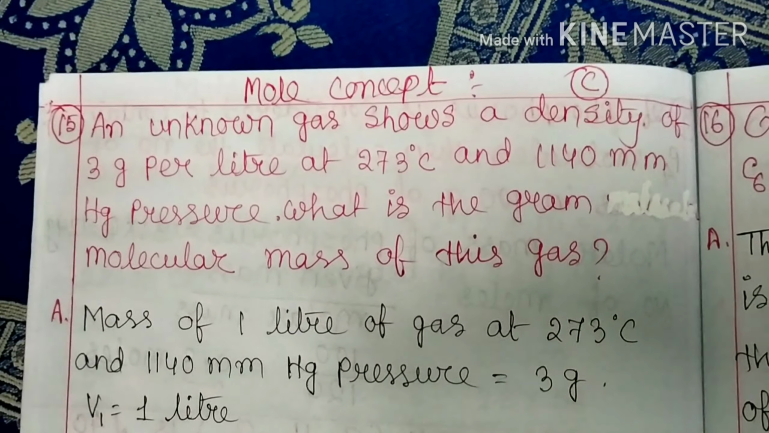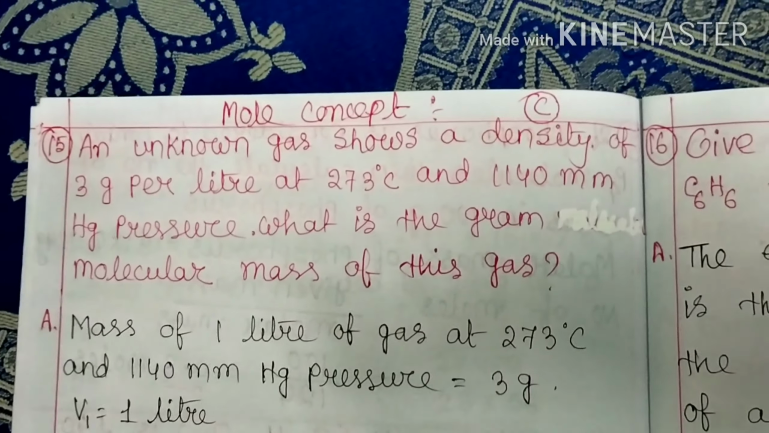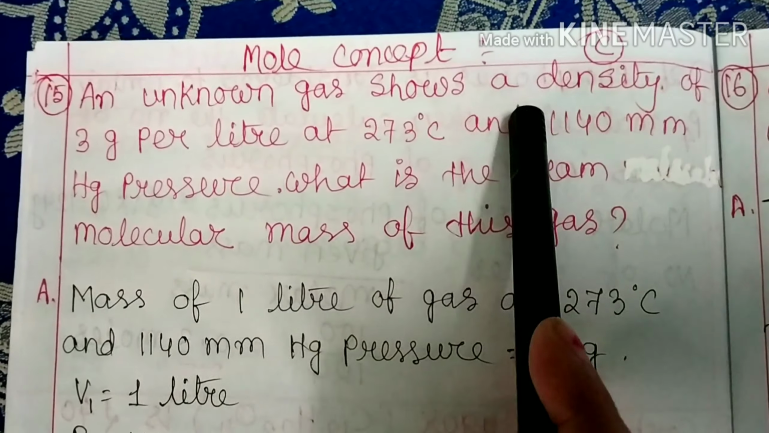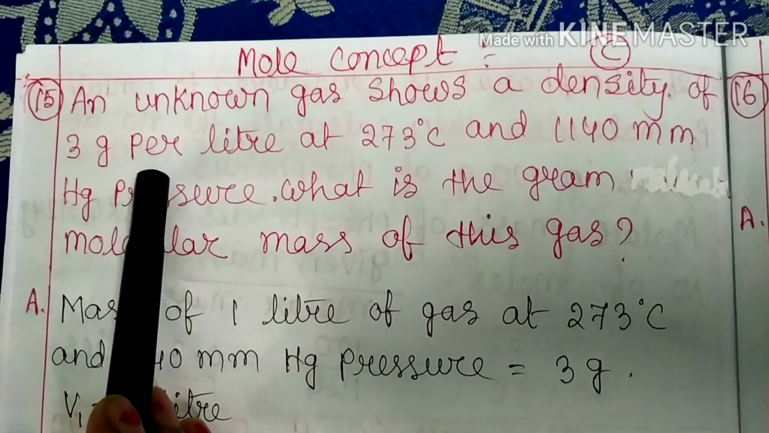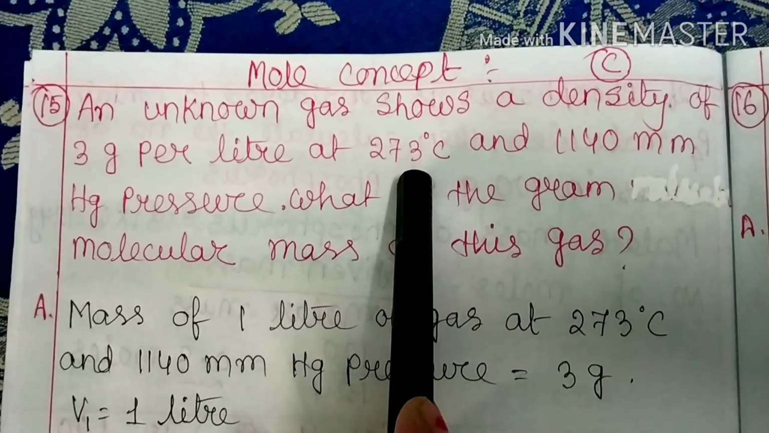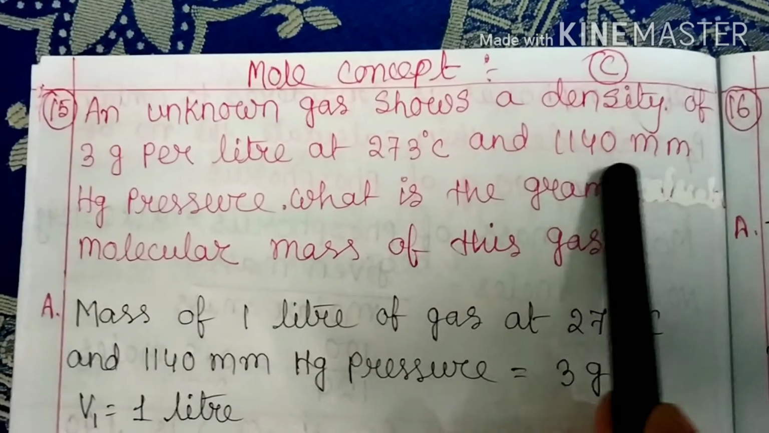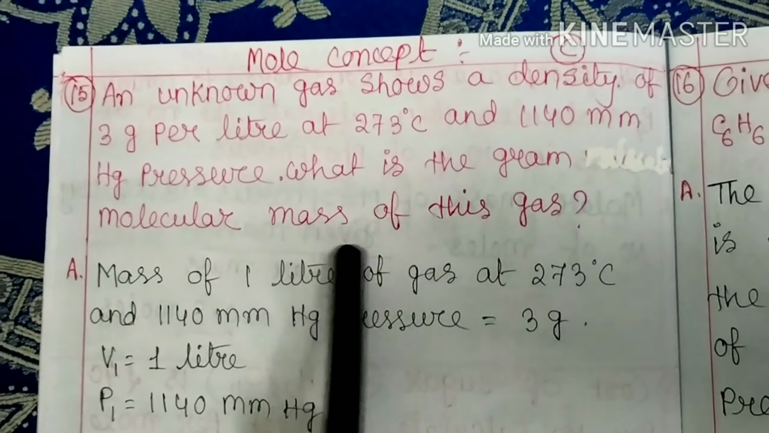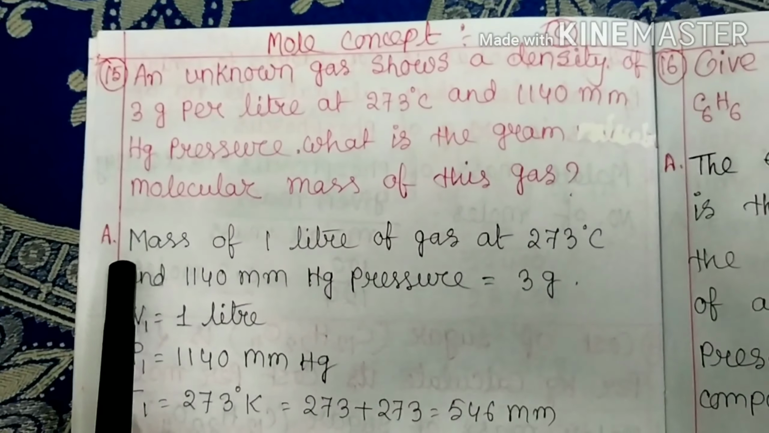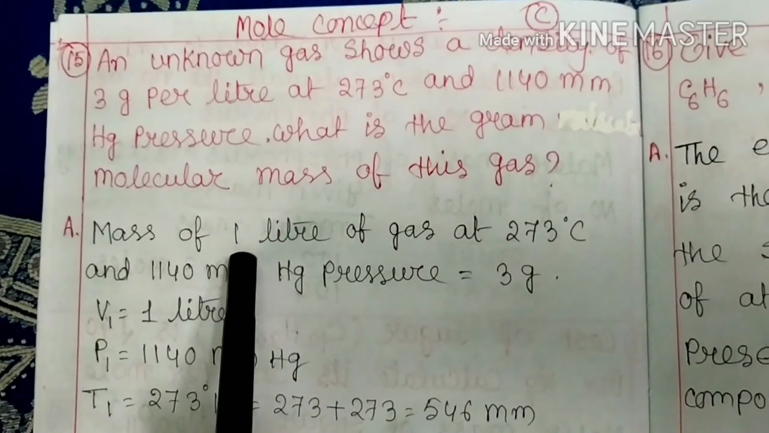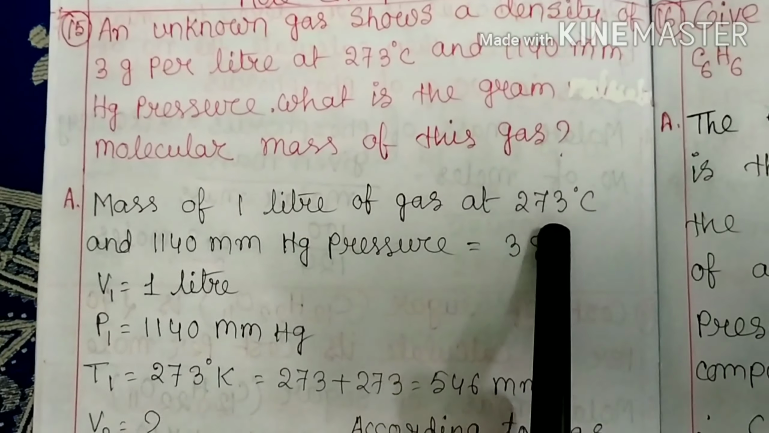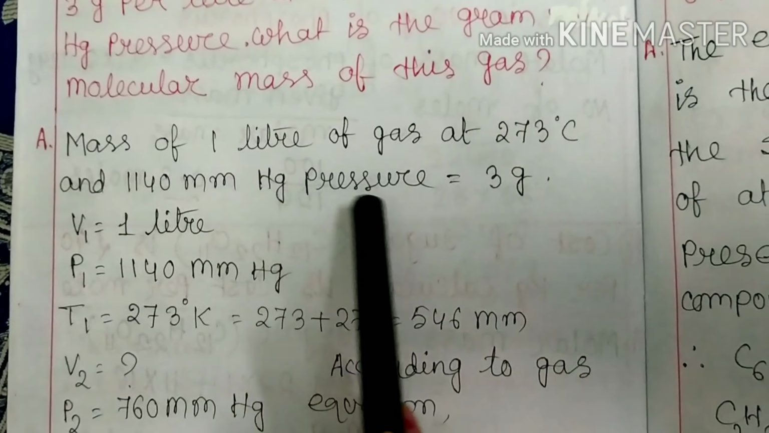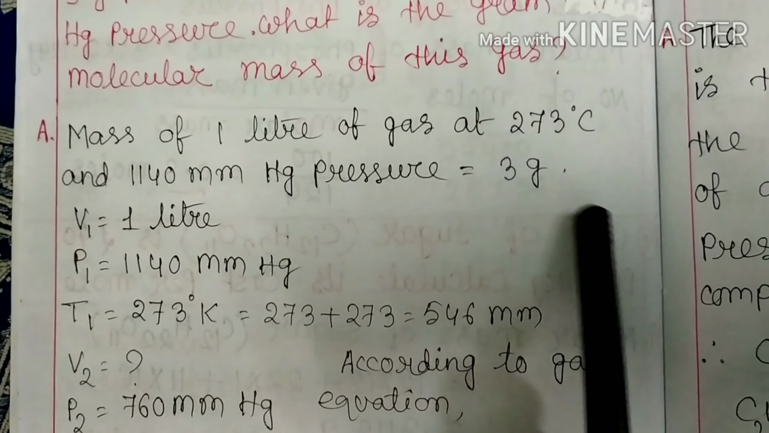Hello everybody, today I will again continue the sum of mole concept. Now 15 number sum. An unknown gas shows a density of 3 gram per liter at 273 degrees centigrade and 1140 mm Hg pressure. What is the gram molecular mass of this gas? See the answer. Mass of per liter means 1 liter of gas at 273 degrees centigrade and 1140 mm Hg pressure equals to 3 gram.